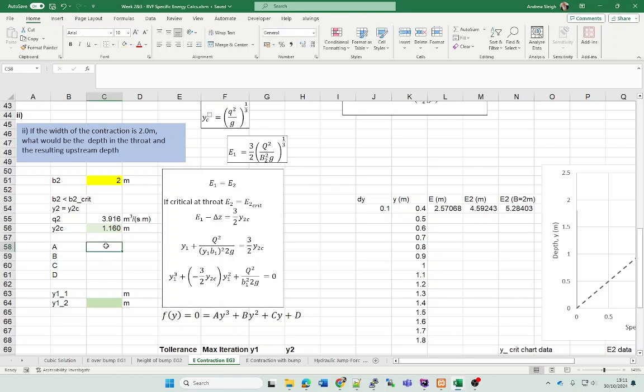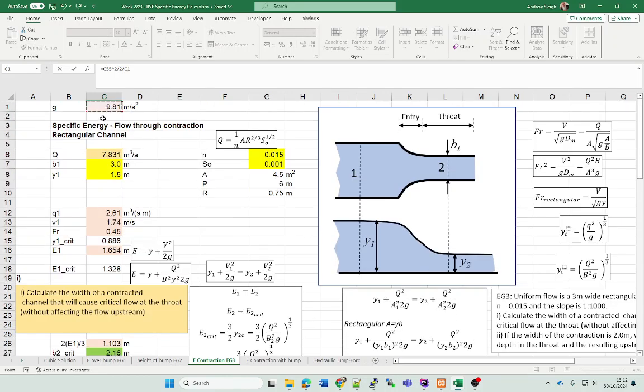So let's try that. A is equal to 1. B is equal to minus y2c times 3 divided by 2. C equal to 0, and D is equal to, actually it's Q2 squared, Q2 squared divided by 2 divided by G.